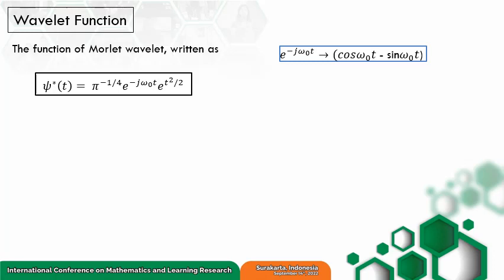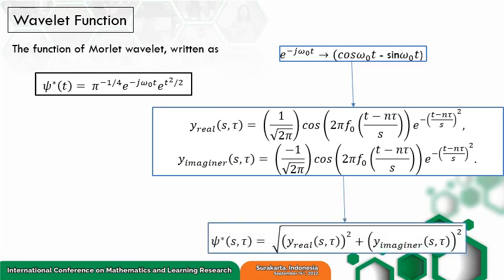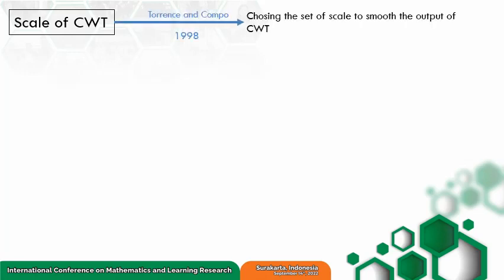We can reconstruct it to sine and cosine waves that give a real and imaginary value of the wavelet. To get the wavelet value, we should normalize the real and imaginary values. Before we transform the signal with continuous wavelet transform, we need to choose the set of scales to smooth the output of the continuous wavelet transform.